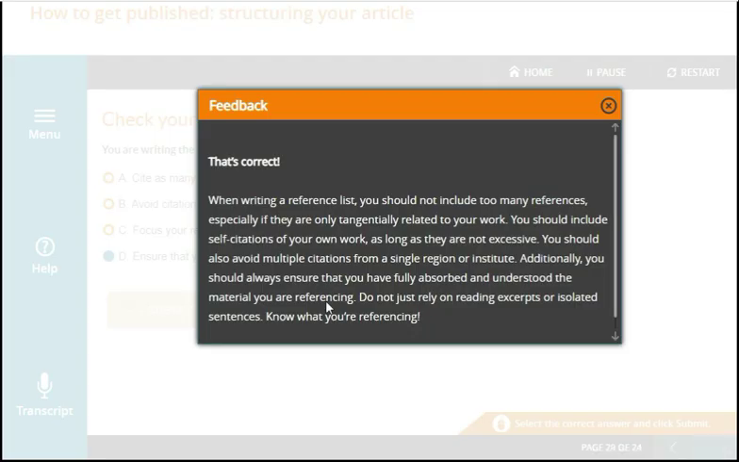You should not include too many references, especially if they are only tangentially related to your work. You should include self-citations of your own work as long as they are not excessive. You should also avoid multiple citations from a single region or institute. Additionally, you should always ensure that you have fully absorbed and understood the material you are referencing. Do not just rely on reading excerpts or isolated sentences. Know what you're referencing.